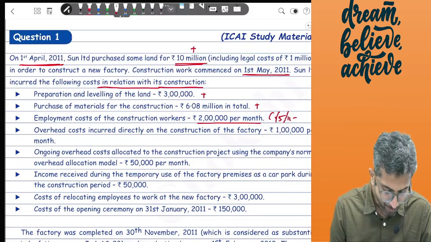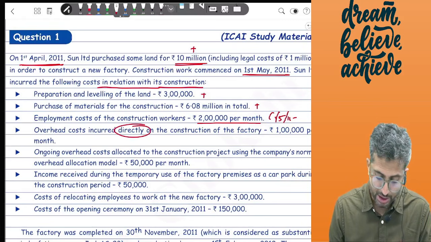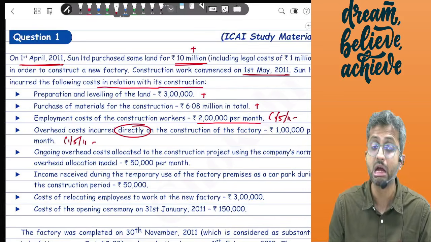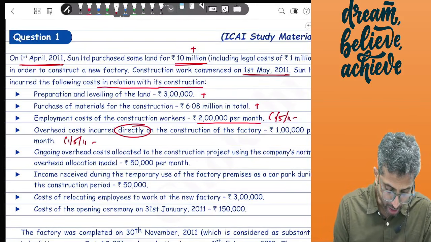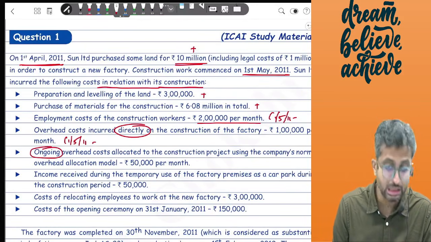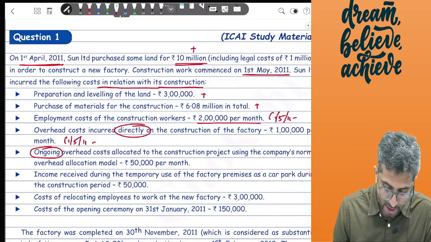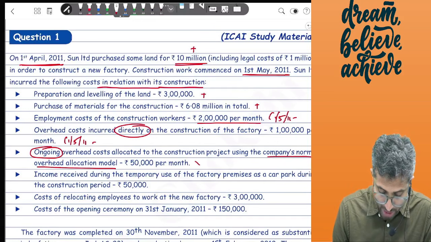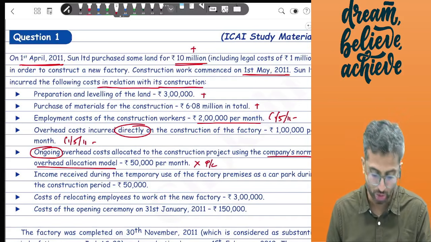Overhead costs incurred directly, emphasis on the word directly, for construction of the factory, 1 lakh per month. Again, this is per month, so this will start from 1st May 11 when the construction starts, continues till the time the factory is actually completed. Ongoing overhead cost, ongoing. So this is not directly attributable, it is generic because it is ongoing. Allocated to construction using the company's normal allocation model is 50,000. Now this will be general in nature and hence it will be taken to the P&L. It is not directly attributable.